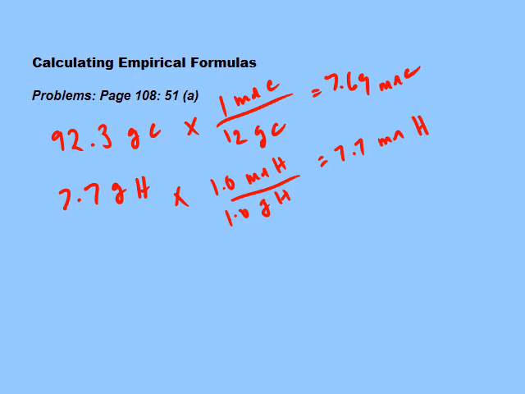Now we need to get the empirical formula. For that we need to get a best ratio. At this point you'll have to select the smallest value. In this case 7.69 is the smallest value, and divide each of these numbers by 7.69. That's the method of getting the empirical formula.